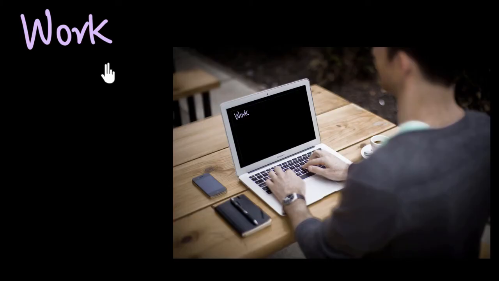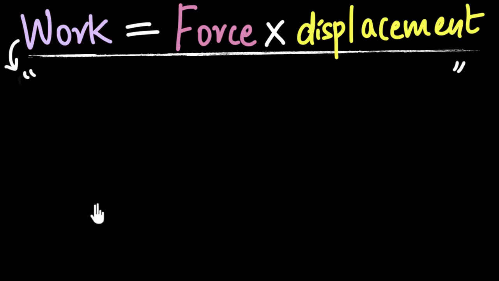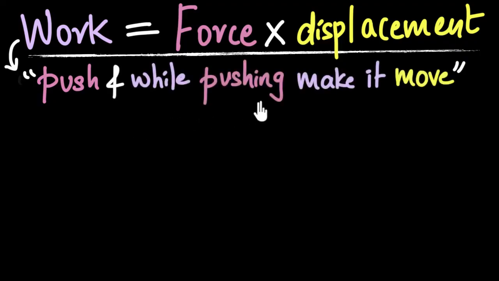But in physics, we want precise definitions. So in this video, we'll see how we define work in physics. According to physics, work done on an object equals the force on an object multiplied by the displacement of that object. So this immediately means that if you want to do work, then one, you need to push or pull on it, because you need to provide a force. And while pushing or pulling on it, you have to make it move. That's the condition to do work in physics, okay?